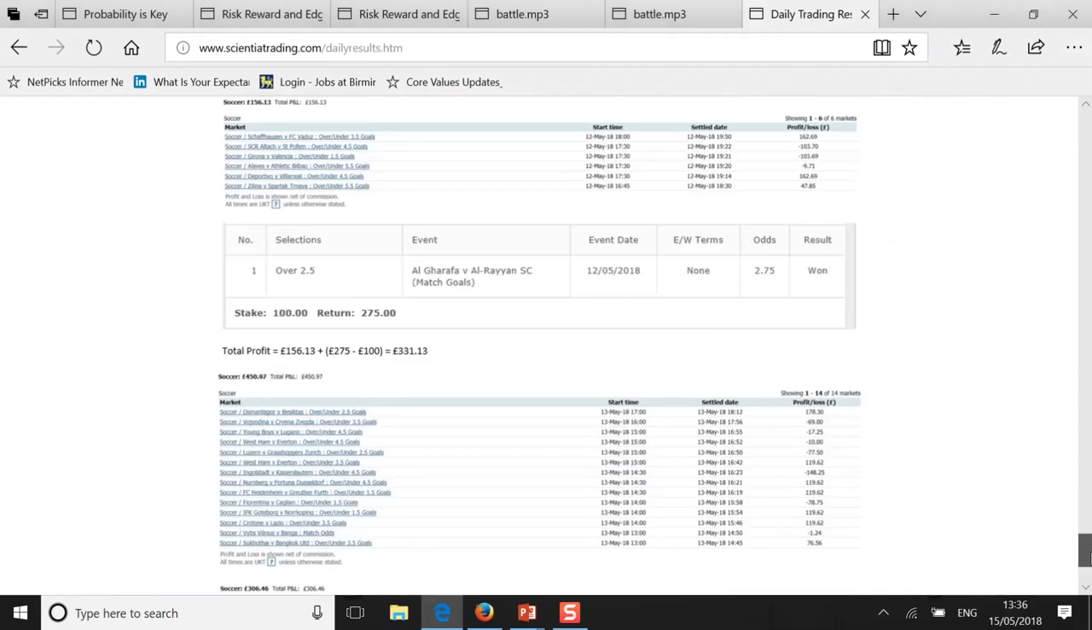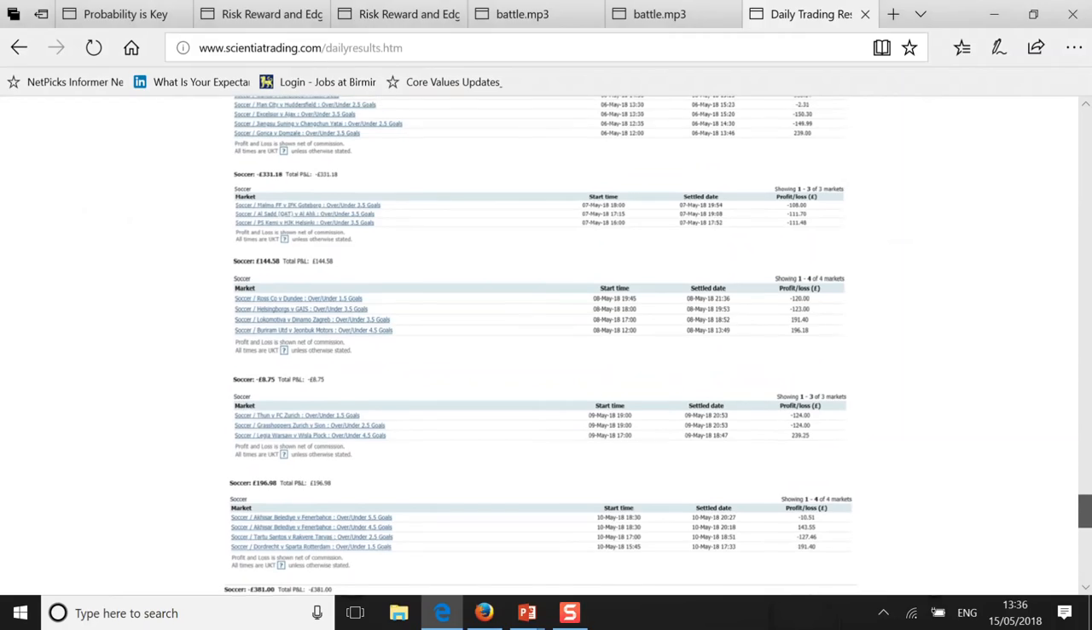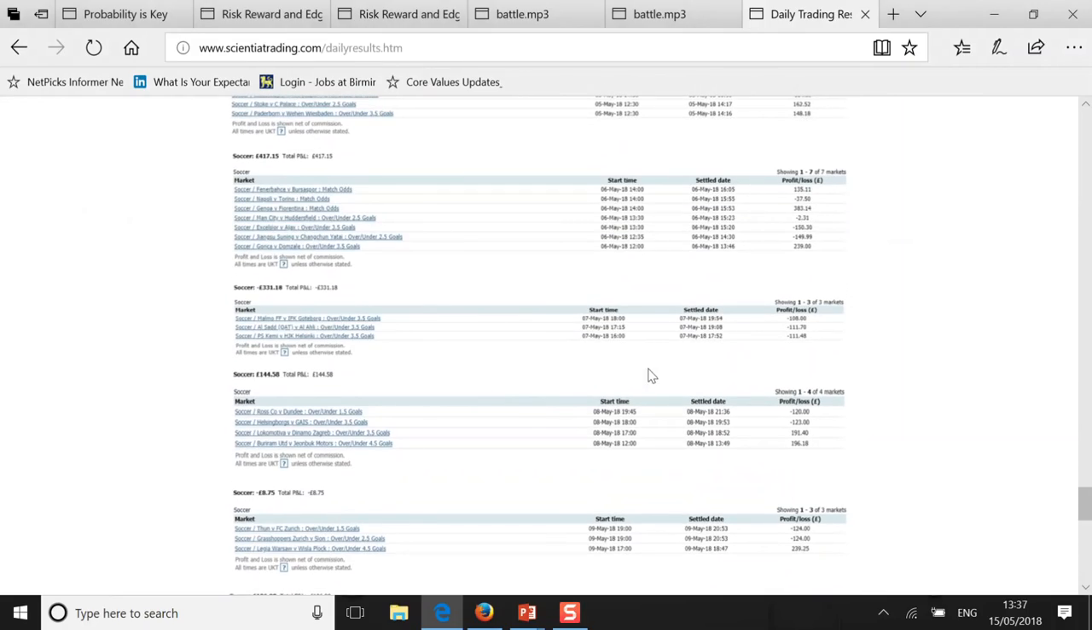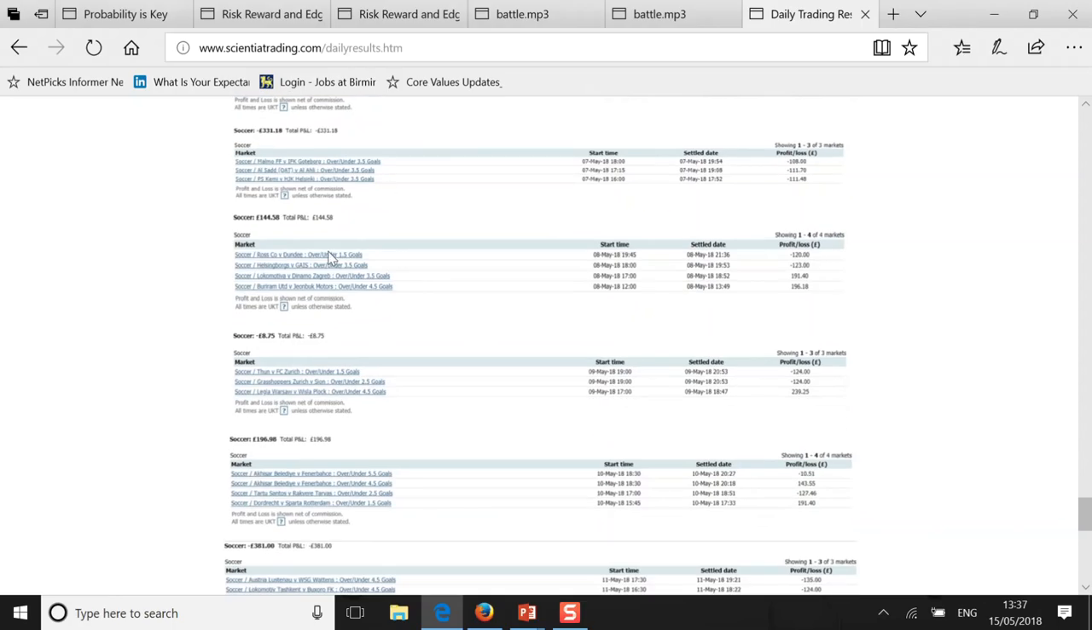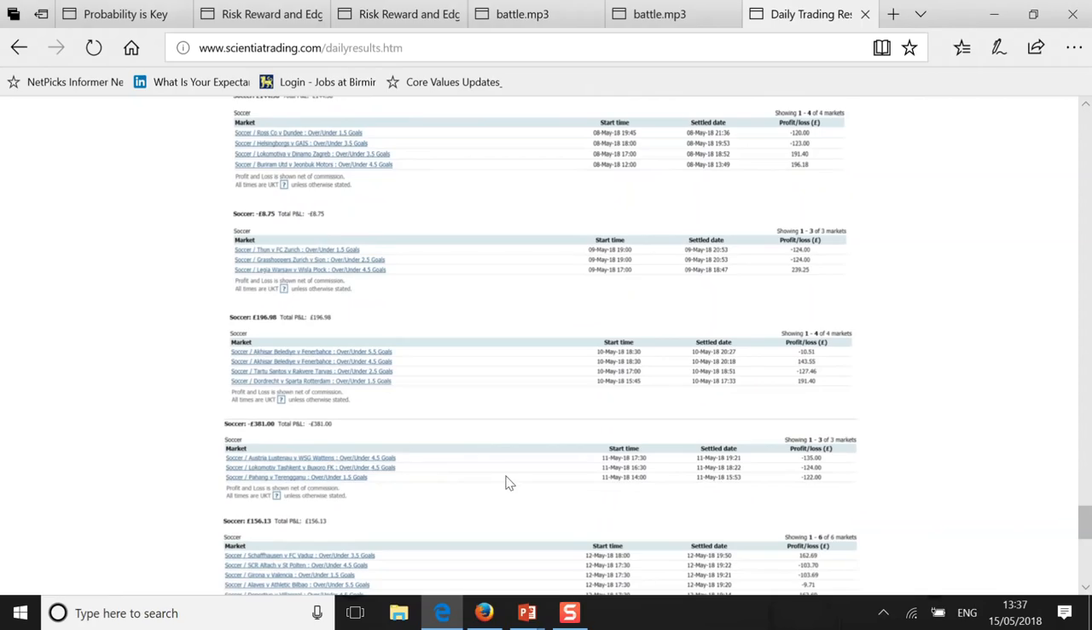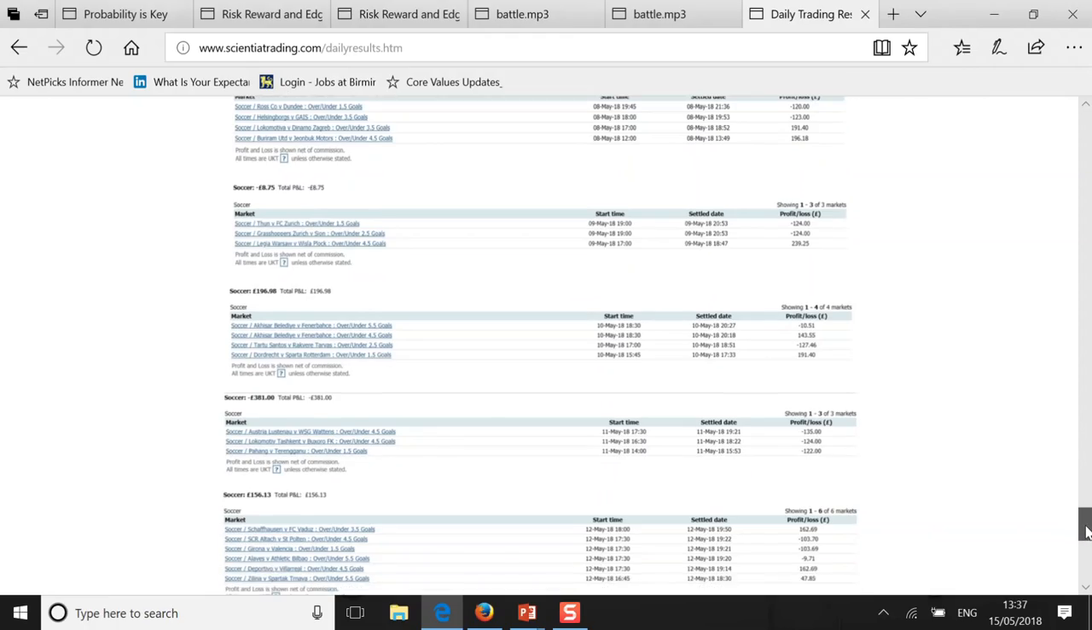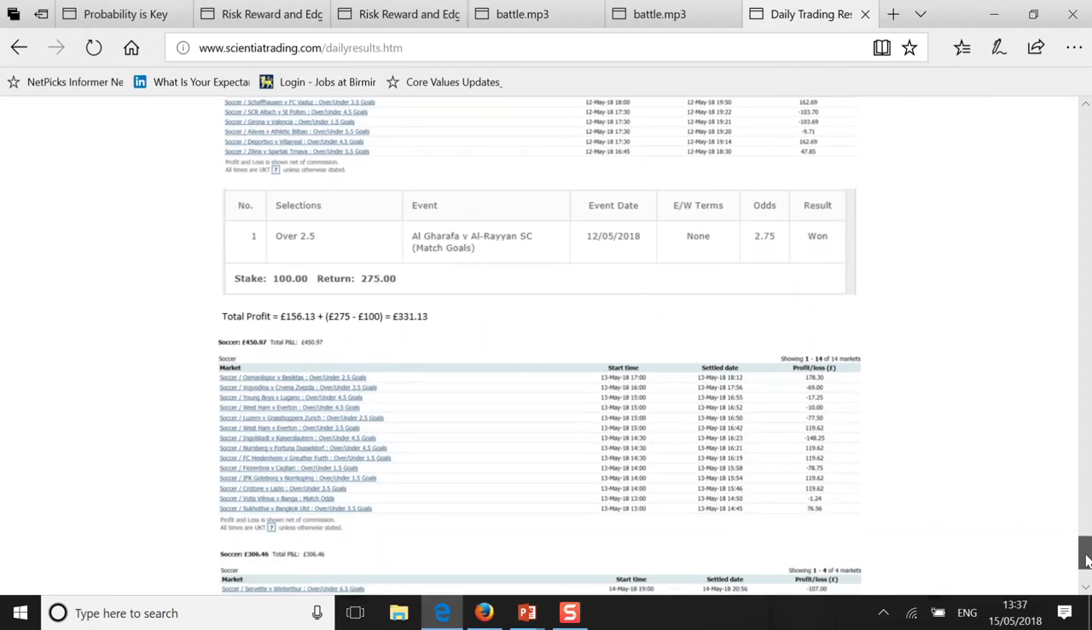So I think those particular days were the 7th of May, when I had a loss of £331. And then on the following days after that, I managed to claw back those losses. And then on Friday the 11th, I had another loss of £381, and I was like, oh my goodness. And then that was followed by £331, then £450, then £300.